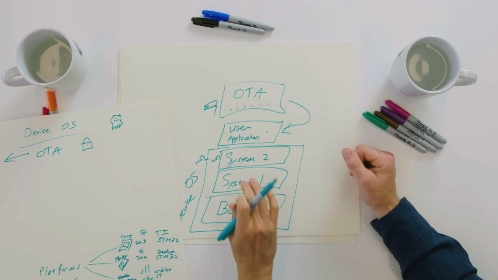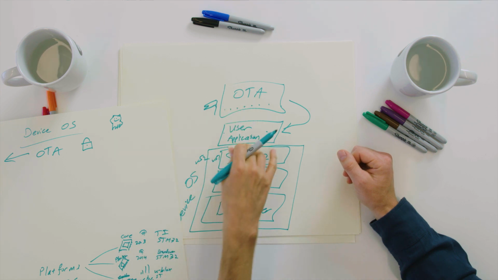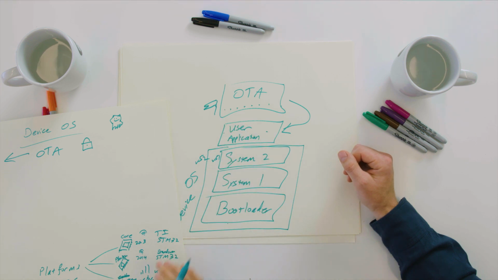It'll send down, say, system 1, and then reboot. Copy that in. It'll send down system 2, reboot. Once the whole dependency chain is met, then it boots into the user application.